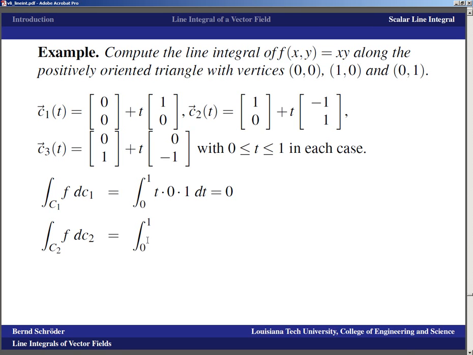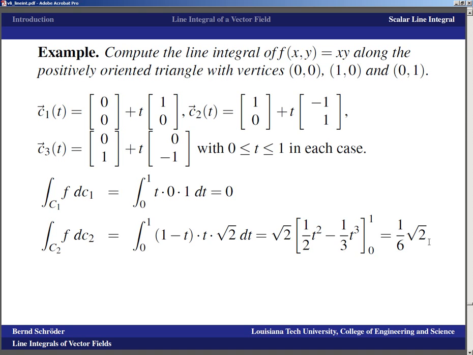For the integral along the second curve, we would get the integral from 0 to 1, again the parameter domain, of x, which is 1 minus t, times y, which is t in this case, times the length of the direction vector, which is square root of 2, dt, and that gives us square root 2 times t minus t squared, and the antiderivative of that is square root of 2 times, antiderivative of t is 1/2 t squared, antiderivative of t squared is 1/3 t cubed, in the boundaries 0 and 1, of course, and so that means that if we compute that, 1/2 minus 1/3 is 1/6, and so this value is 1/6 root 2.